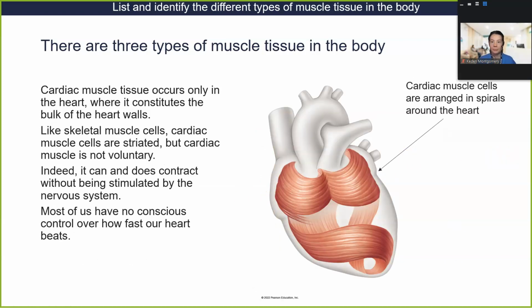Then we've got a different type of muscle called cardiac muscle. Now that muscle is only found in the heart. As you know, those muscle cells are not under voluntary control. They are involuntary, but they are a different kind of muscle tissue and they're arranged in a slightly different way.